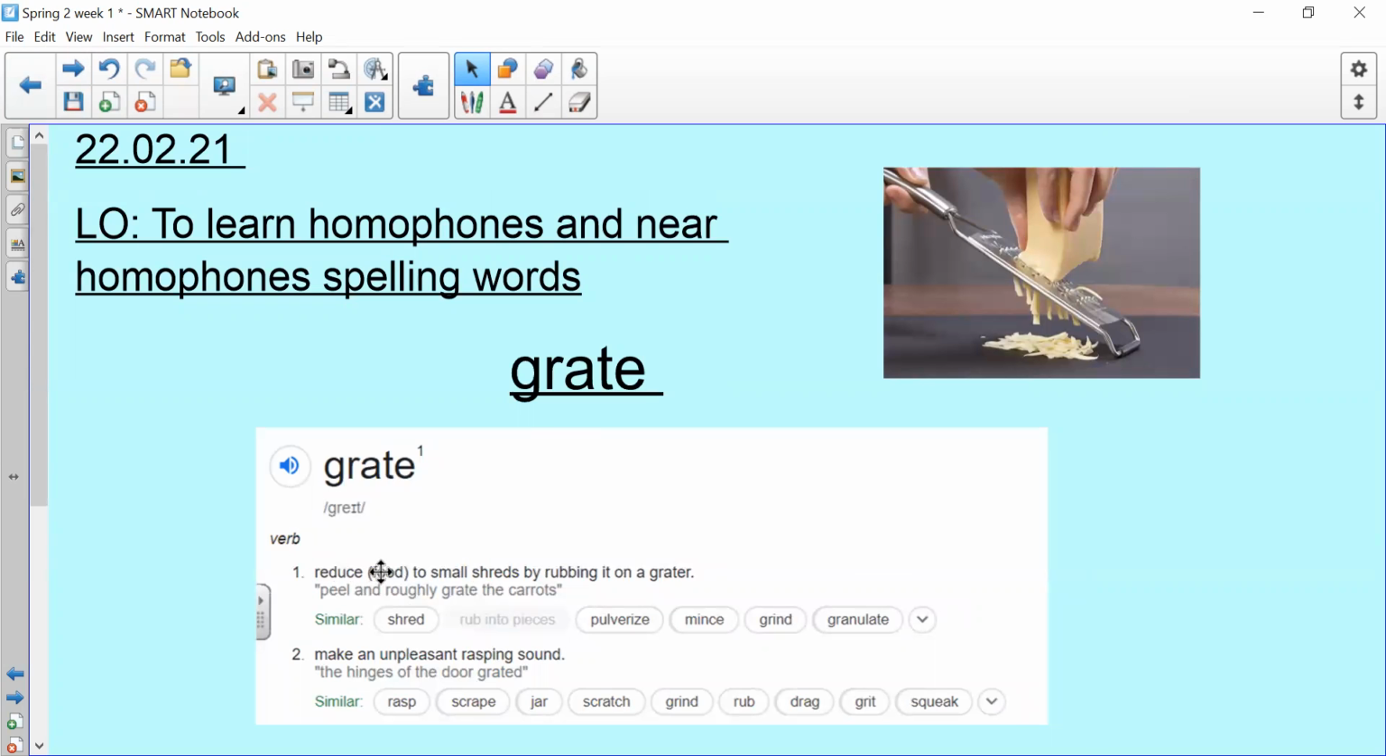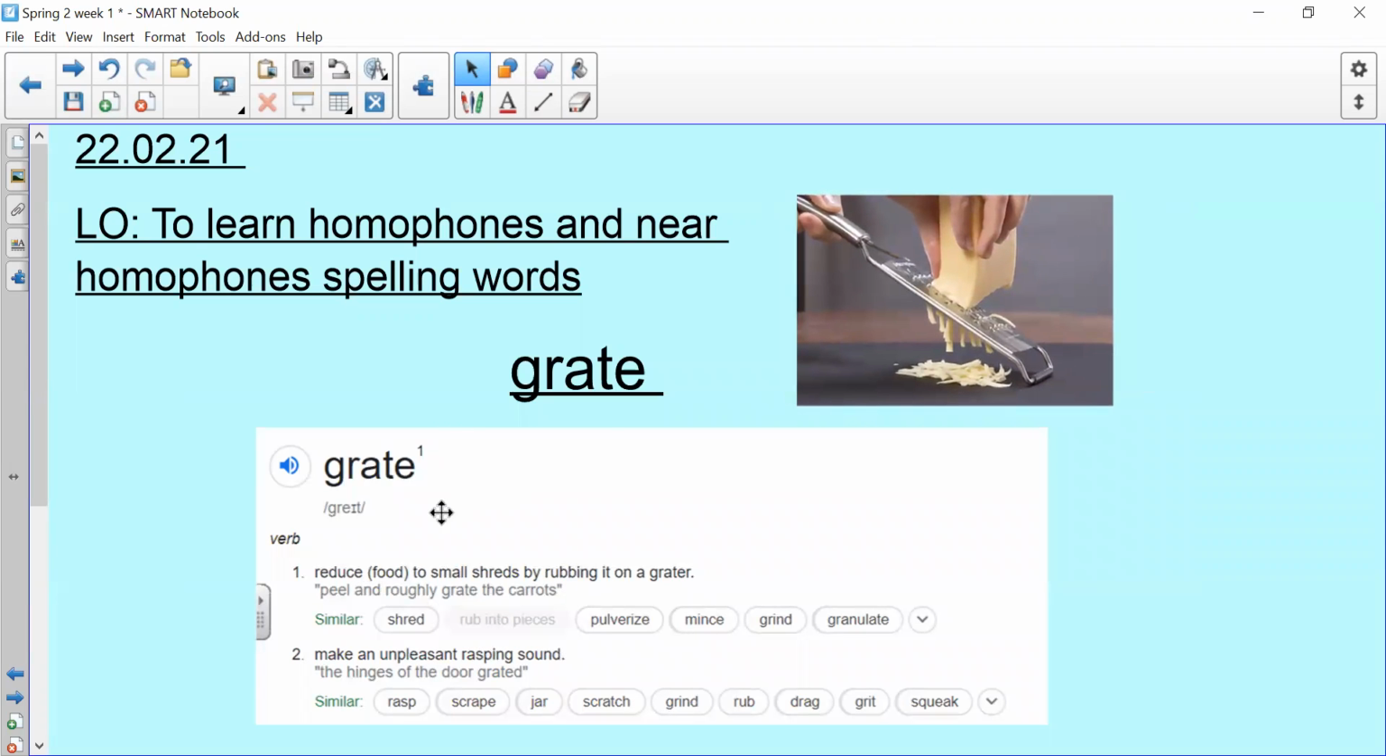So it's a verb, and it has 2 different meanings for this spelling of great. Well, there's actually another one coming up, but for the verb meaning of great, it is either to reduce food to small shreds by rubbing it on a grater. As you can see here, this person is grating cheese. Or to make an unpleasant rasping sound, the hinges of the door grated. Okay, so those are both verb meanings.